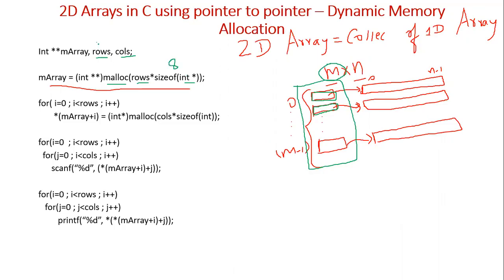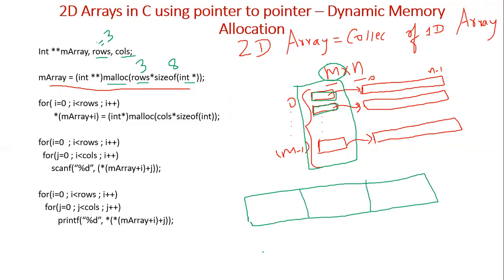Say, for simplicity, the number of rows is 3. If the number of rows is 3, then how many bytes of memory will it create? 3 into 8, that is 24 bytes of memory. 24 bytes of memory will be created, but each is a different 8-byte chunk. This is 8 bytes, this is another 8 bytes, and this is another 8 bytes.